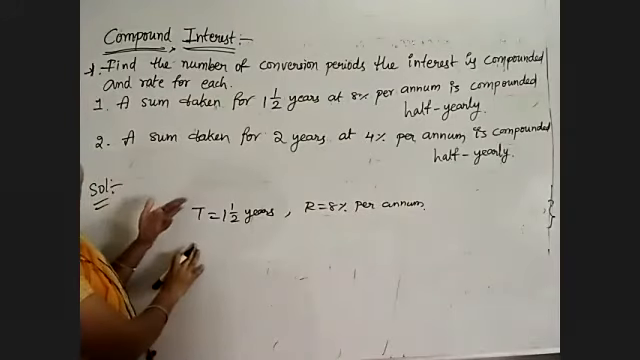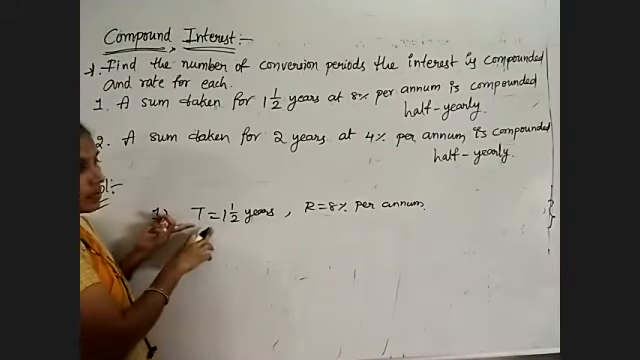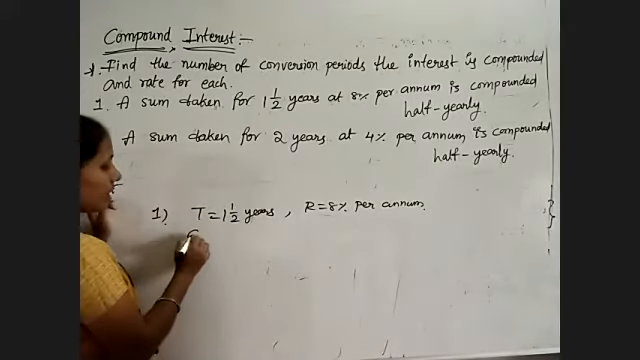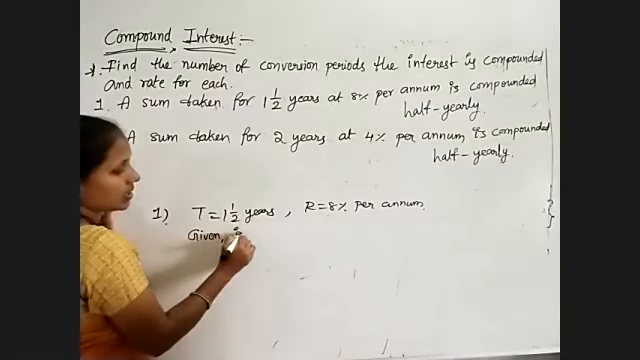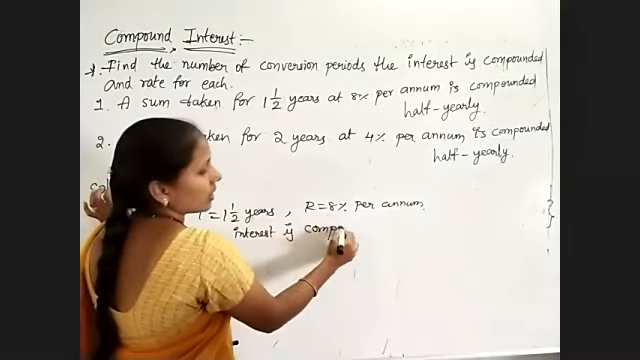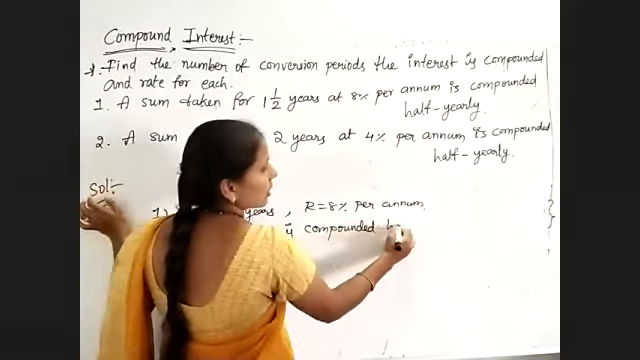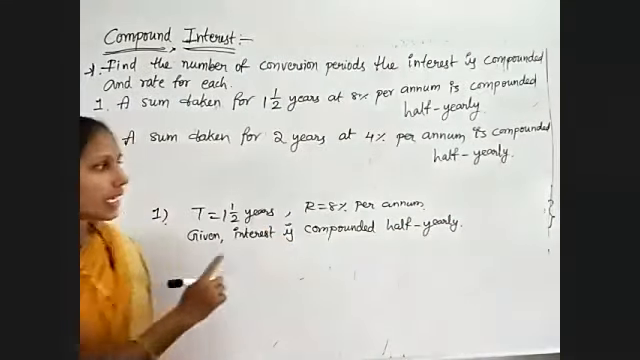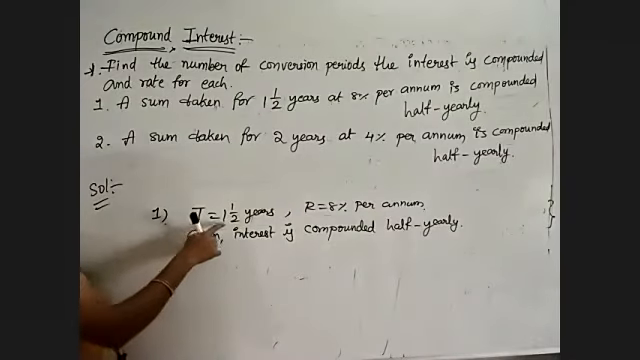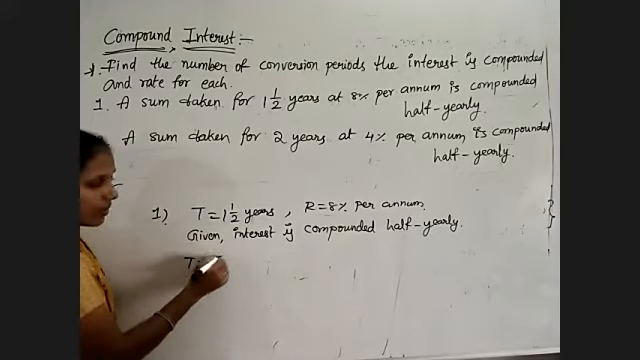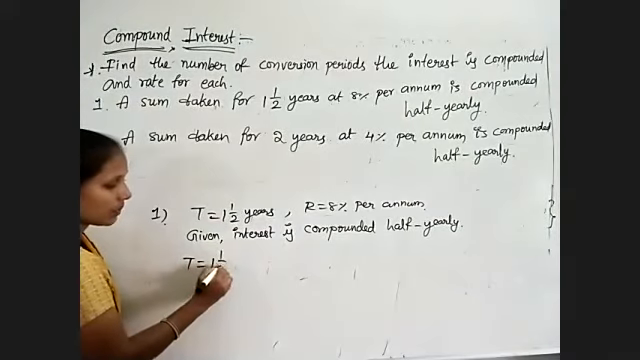Observe now what we have to calculate. How many conversion periods are there when the interest is compounded half yearly? So given interest is compounded half yearly. This is very, very important. So when we are taking half years, in these many years, how many half years are there? We must check. So just observe T is equal to 1 1/2, a mixed fraction.